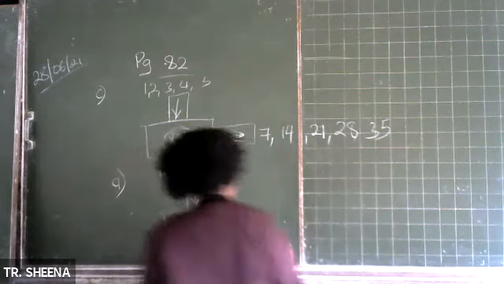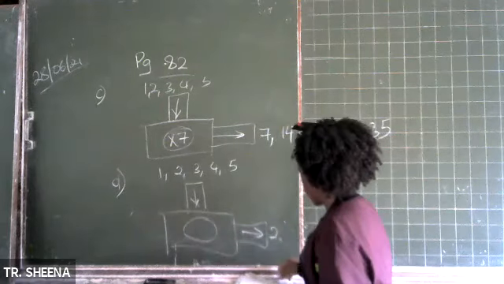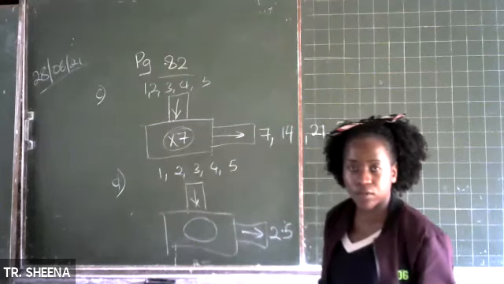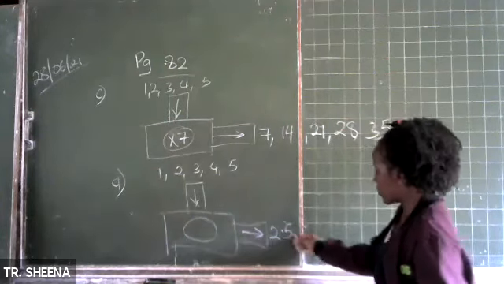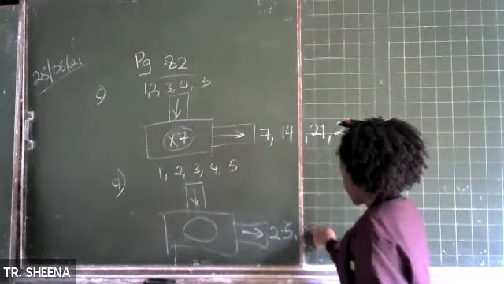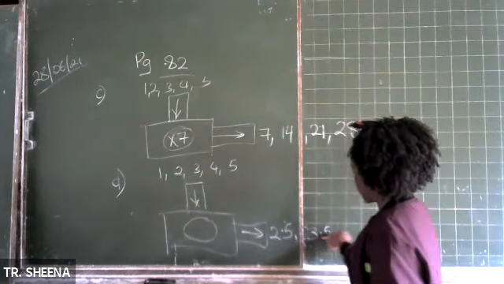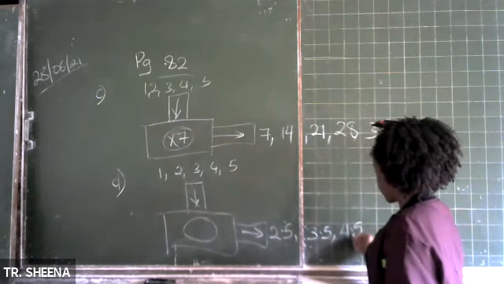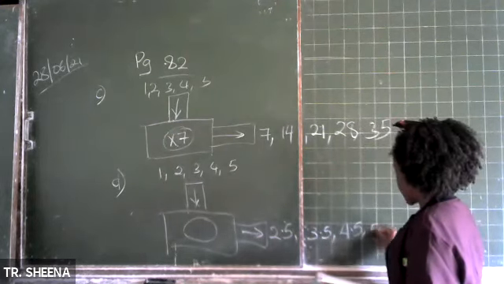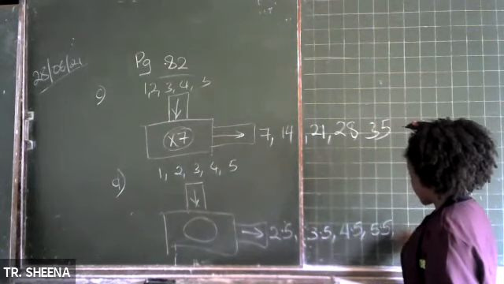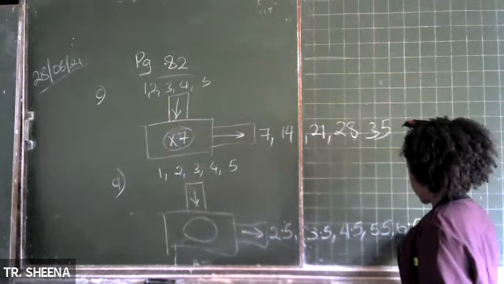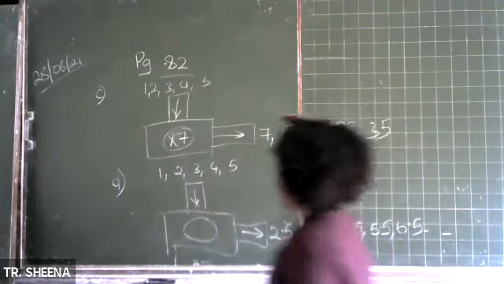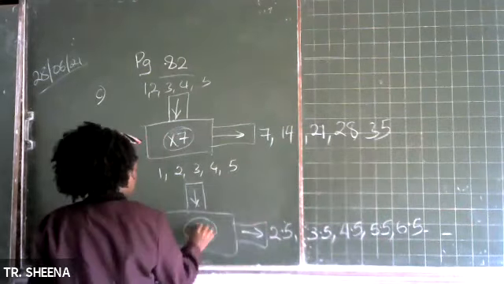Okay, now this time, here we have 2.5. I'm saying it out just in case it's not clear. This is 2.5, 3.5, 4.5, 5.5, and 6.5. So they want you to figure out how they came from here to there.